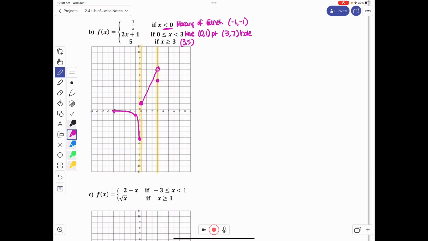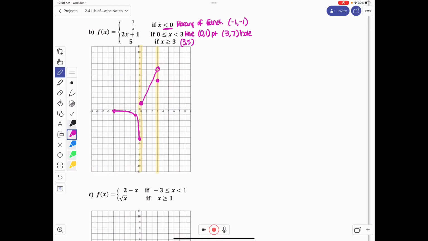Okay, so now we're ready to do our domain. So for our domain, we can see that it starts at an x value of -3. And it's a solid point, so it gets a bracket. And if we move from left to right, it goes forever to infinity.